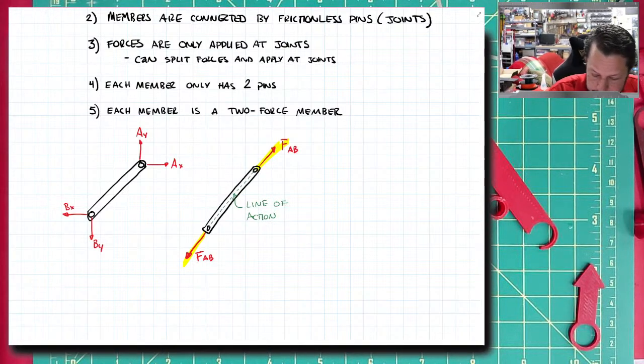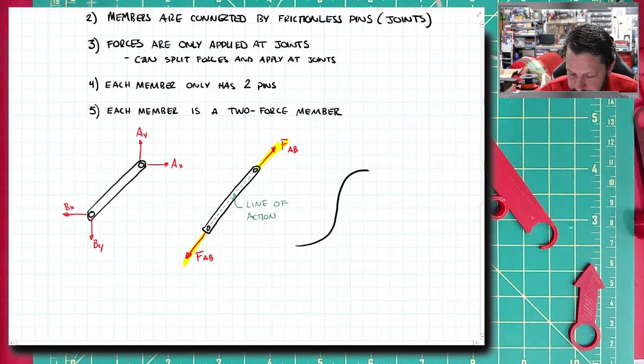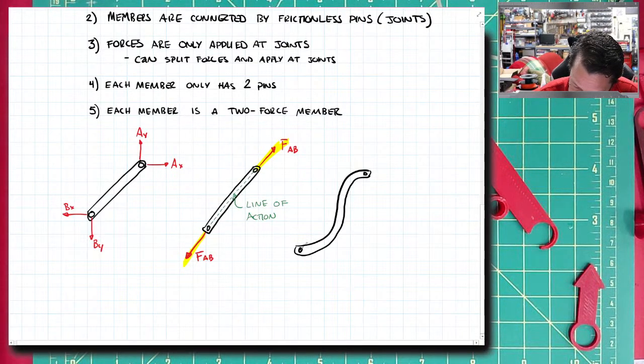And it doesn't matter if this member is some weird shape. I still connect the dots and put the force on that line of action. We'll make this one compression.